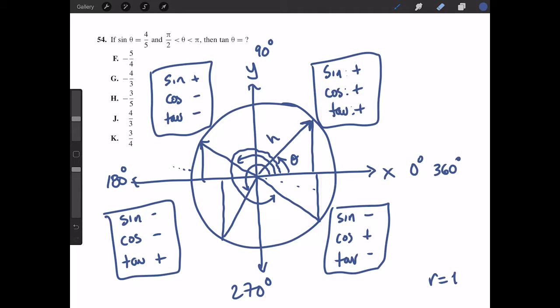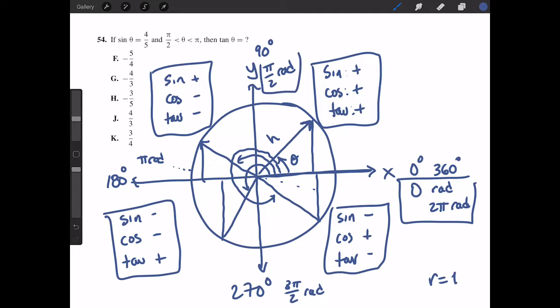Now, in this prompt, they're not giving us degrees, they're giving us radians. And so what we need to remember, as we've reviewed, is that when you start here, this 0 degree angle is equivalent to 0 radians. And then this 90 becomes pi halves radians. The 180 is pi radians. The 270 is 3 pi halves radians. And then when you go full circle, it's 2 pi radians. Okay? Very important for this prompt.